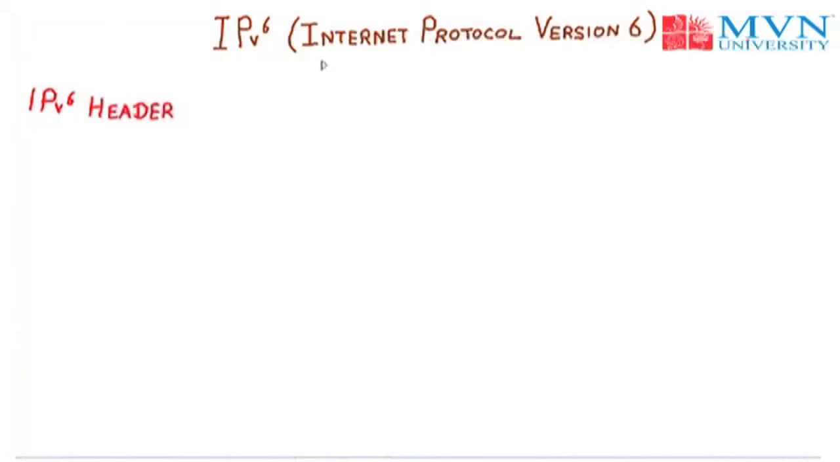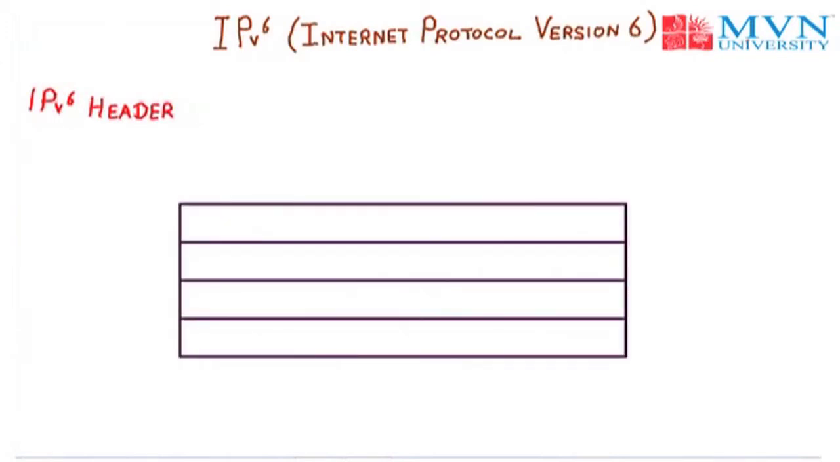Same as IPv4, IPv6 has a particular header which is of length 32 bit. So now we are going to draw the complete header of IPv6. The IPv6 header is of 4 particular rows. In the first row, we have the first field that is called the version. We represent this as VER. In the next field, we have the traffic class, then flow label.